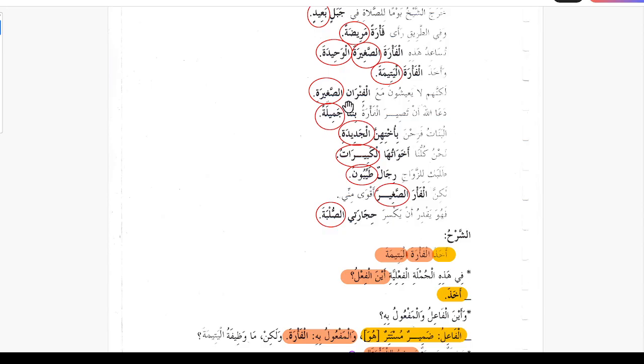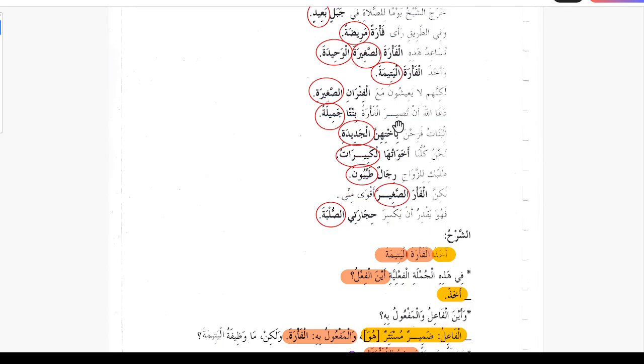This has a kasra because it's following ma. So ma is zarf, and this is mudaf alayh. So that is why it is majroor, because this is mudaf alayh. So the naat has to follow this word.